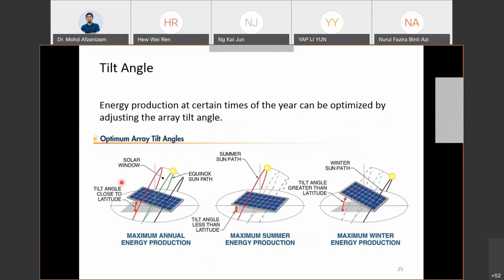Okay, so this is the maximum annual energy production, based on the sun path. Maybe during the equinox, meaning the center, summer is quite high, quite upward, and on the sun path, winter is on the downward side of the period, with the same or remaining position of the facing PV. Okay, the angle close to the latitude, the angle less than the latitude, or the angle greater than the latitude.